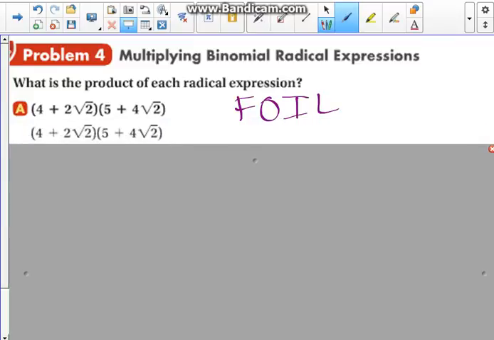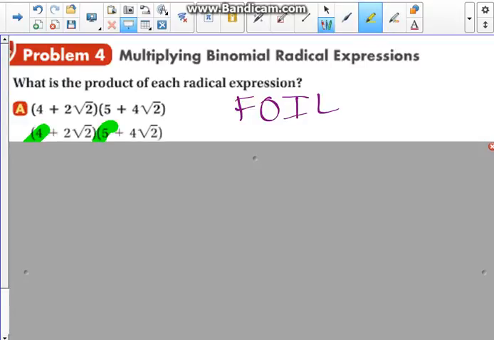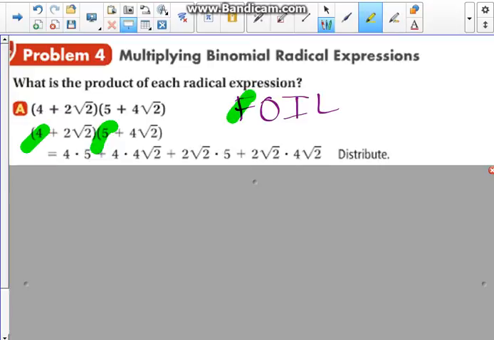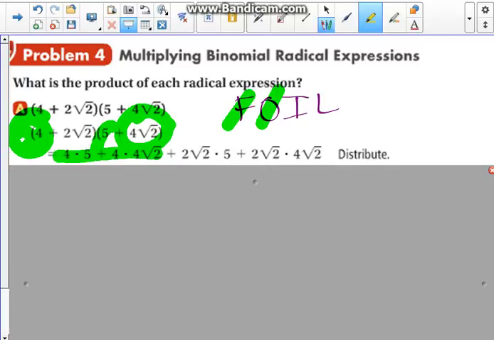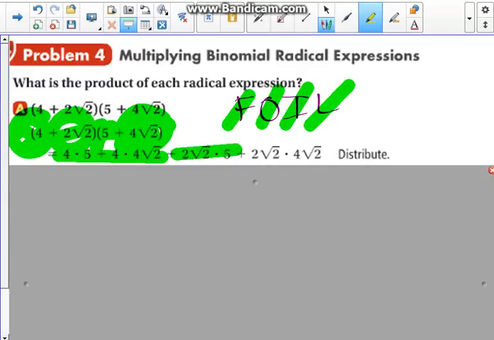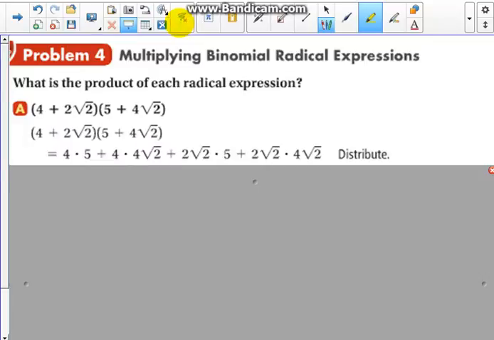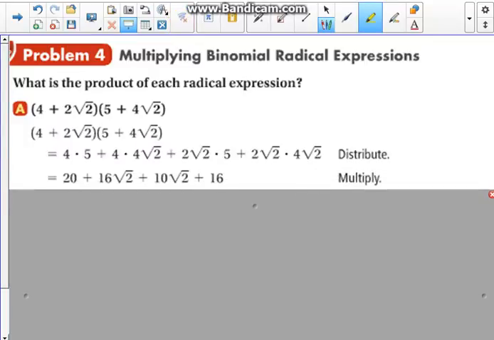First is the first term of each binomial. Multiply them together. So it's going to be 4 times 5. And then outside is the first term and the last term, the outside terms. So 4 times 4 radical 2. And inside are our two inside terms. So next we're going to go 2 radical 2 times 5. And our last term is the last of each binomial: 2 radical 2 times 4 radical 2. Okay, so once we get those down, then clean it up.